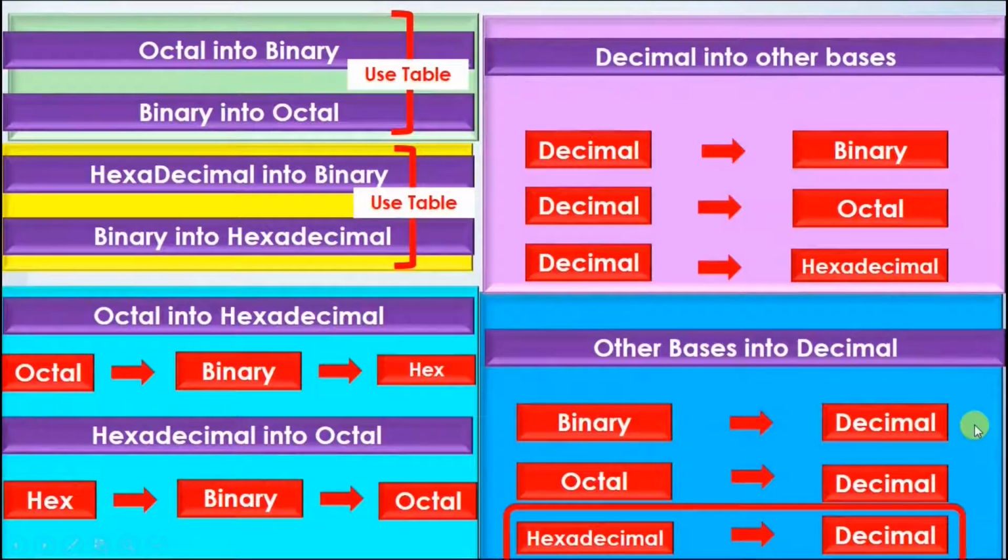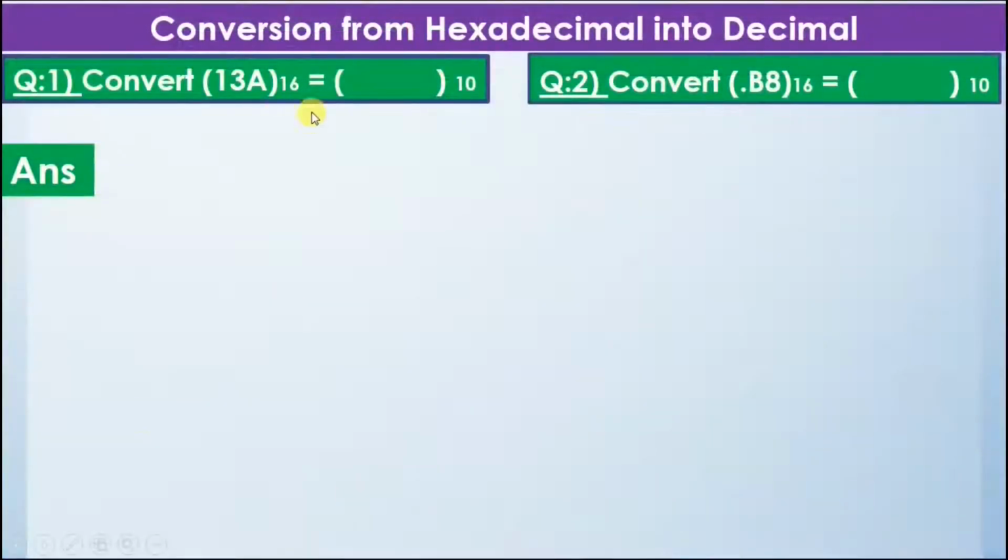So in this section, we will see how to convert a hexadecimal number into decimal using whole numbers as well as floating point numbers. So let's move ahead. So now we will see how to convert a hexadecimal number into decimal using whole numbers as well as floating point numbers. So first of all, we will see how to convert a whole number into decimal number.